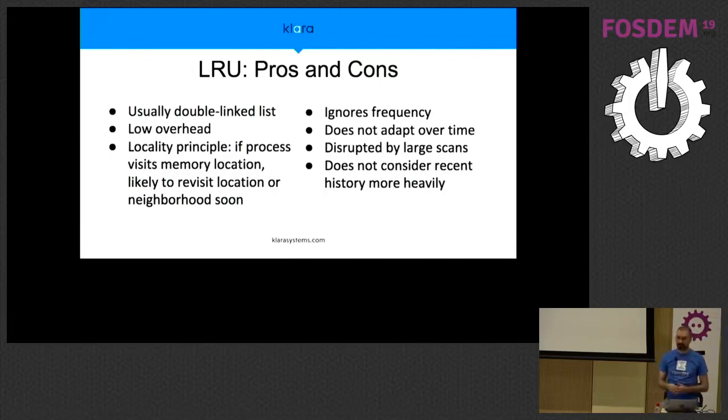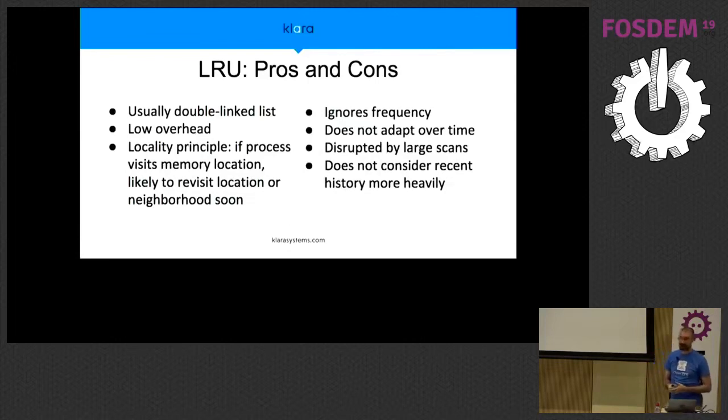Some LRU caches are implemented purely in hardware, so it had to be very simple. And the advantage is the locality principle says that if a process is visiting a location in memory, it's likely to revisit that same location or somewhere very near it. It's more likely that it will come back to the same place than to go any other random place.